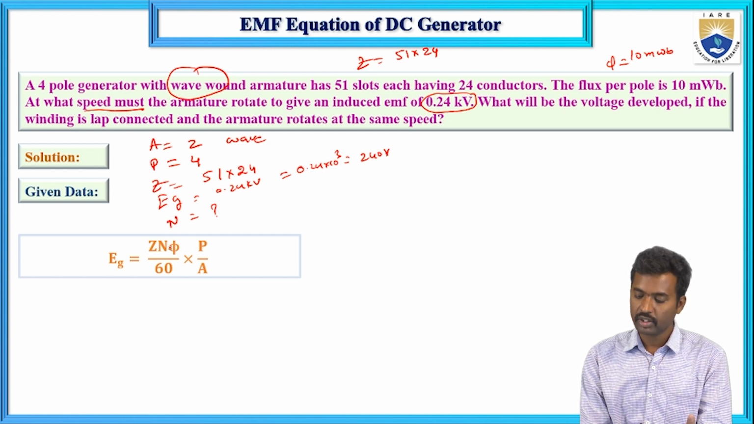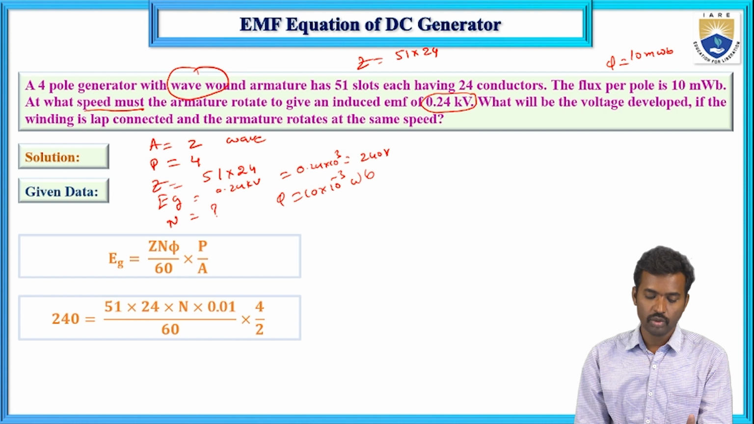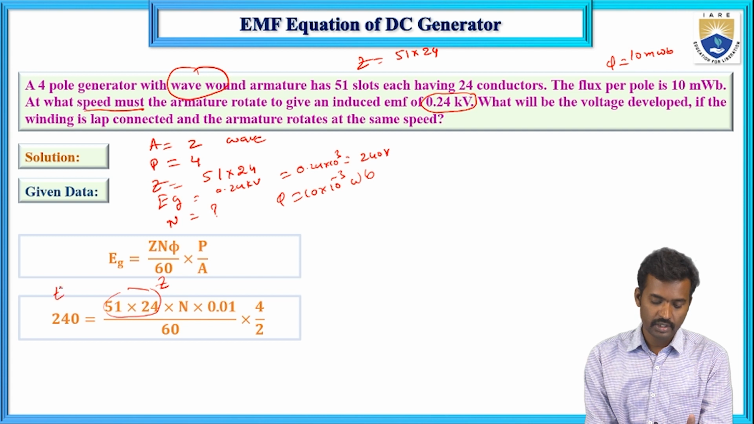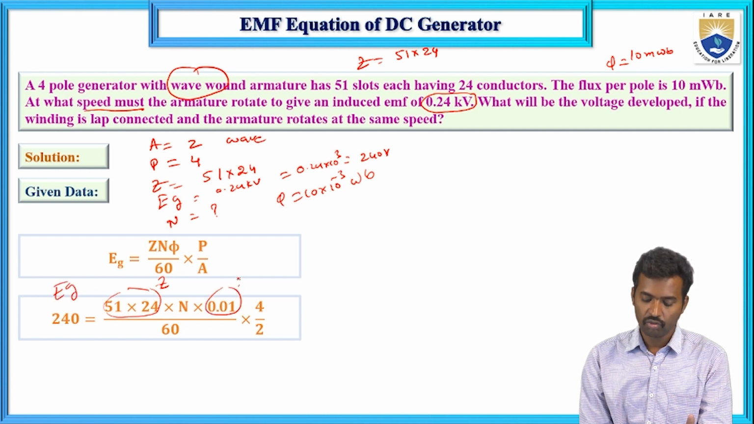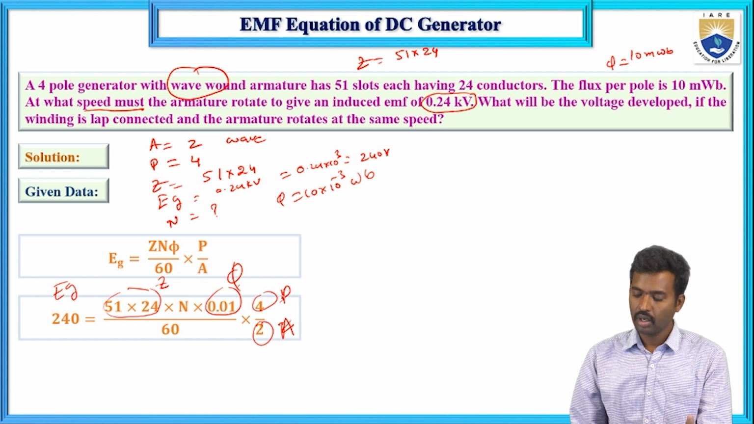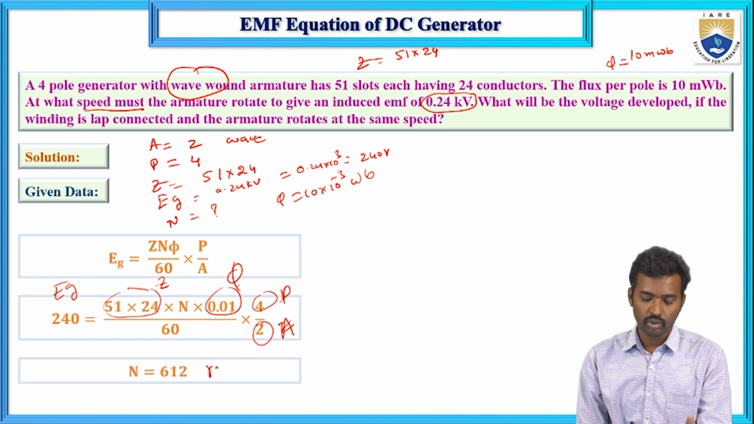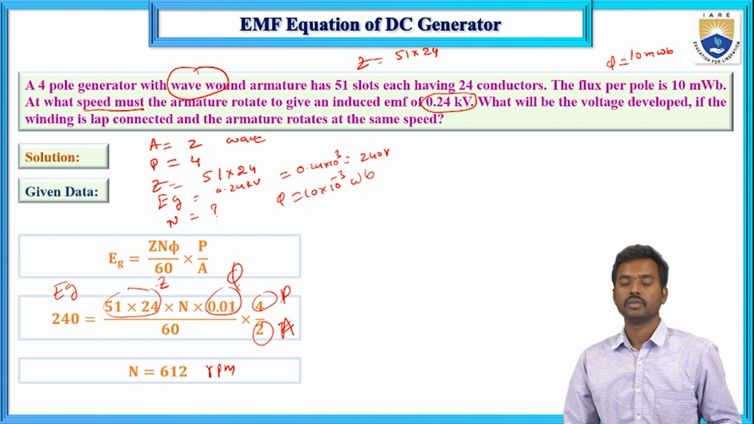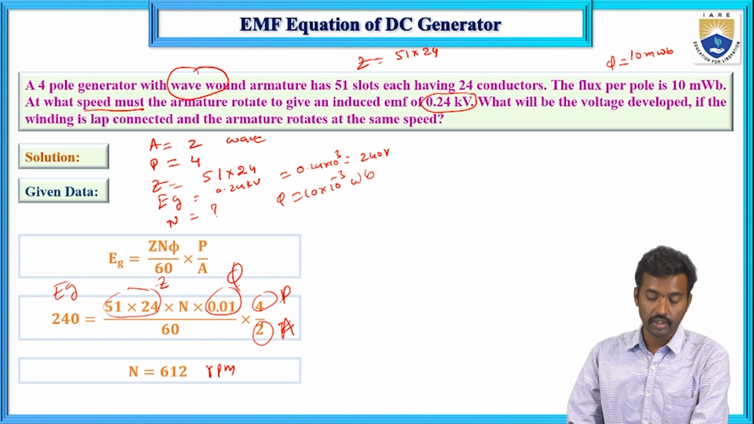equals to, what is the flux value? Flux equals to 10 milliwebers, 10 into 10 power minus 3 Webers, and P equals to 4 and A equals to 2. So Z, this is Eg, and this one is the flux, 10 into 10 power minus 3, and this is P, and this A equals to 2. This is A, this is P. Now the speed value is 612 RPM, the rotations per minute.